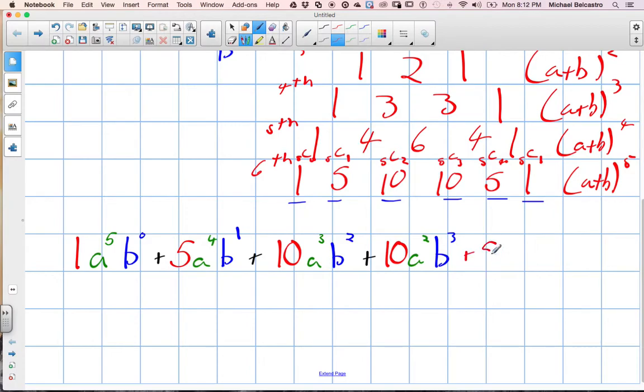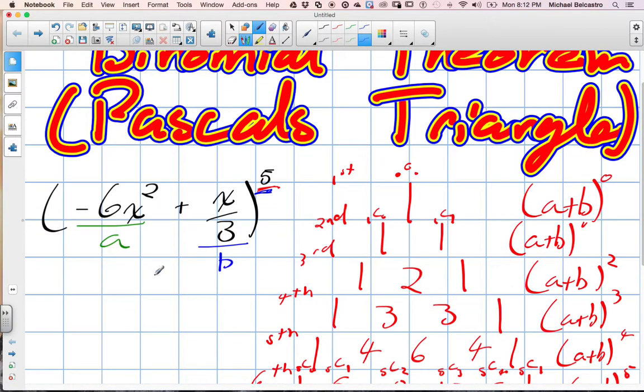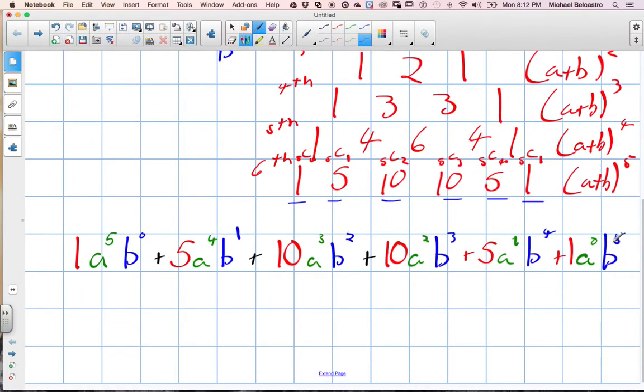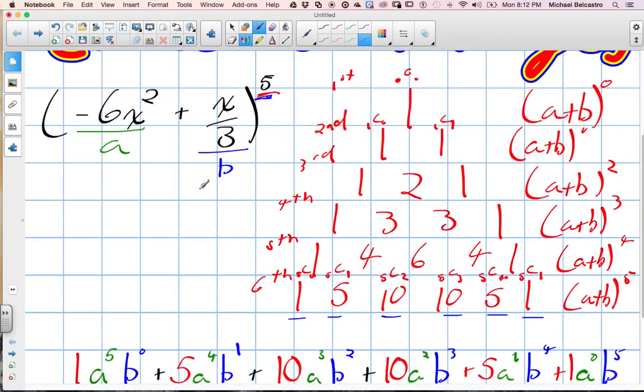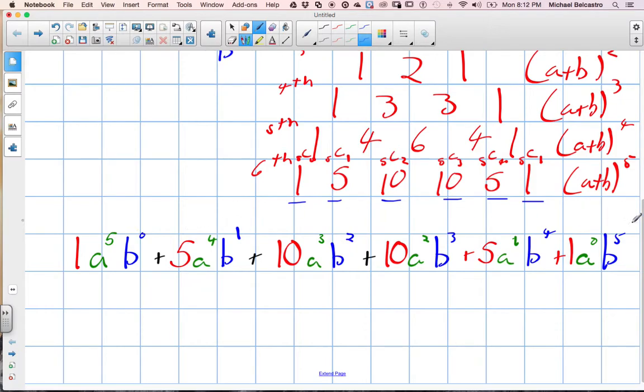So plus 5, a1, sorry, I forgot we're going up or down, and b4. Then finally the very last term is plus coefficient 1 times a to the power of 0, which isn't going to be important, but that's okay, and then b5. This is the setup for the rows. We always start with the highest exponent on the first letter, which we called our a, and we count downwards, and then we multiply it by the second term, and we count upwards on its exponent.